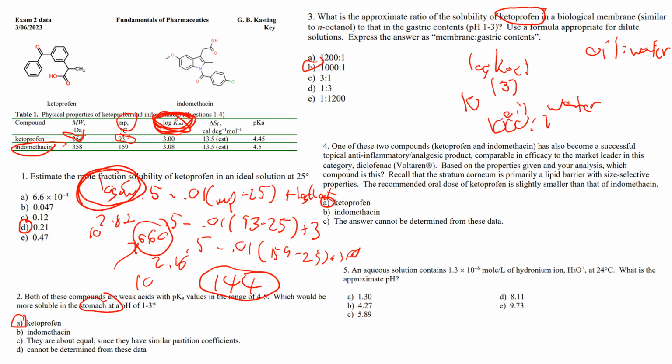This next problem is pretty easy. It's the negative log of the concentration of hydrogen ions, and this is just the definition of pH. It's 1.3 times 10 to the negative 6. Plug that into your calculator.